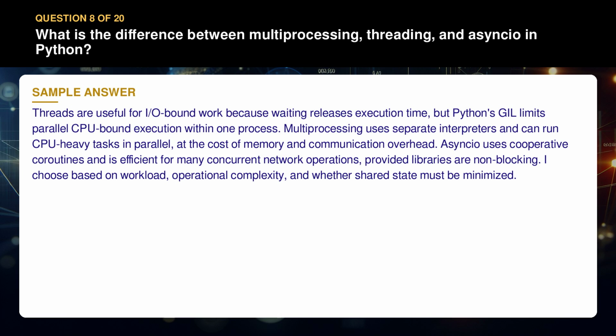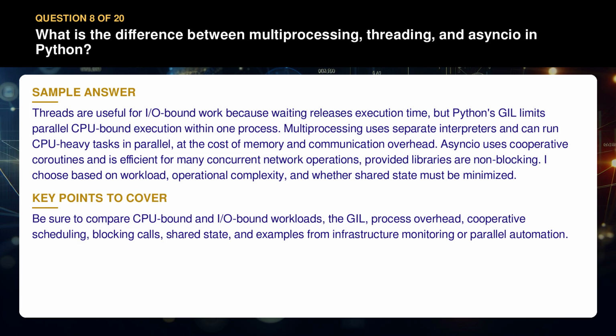Asyncio uses cooperative coroutines and is efficient for many concurrent network operations, provided libraries are non-blocking. I choose based on workload, operational complexity, and whether shared state must be minimized. Be sure to compare CPU-bound and I/O-bound workloads, the GIL, process overhead, cooperative scheduling, blocking calls, shared state, and examples from infrastructure monitoring or parallel automation.